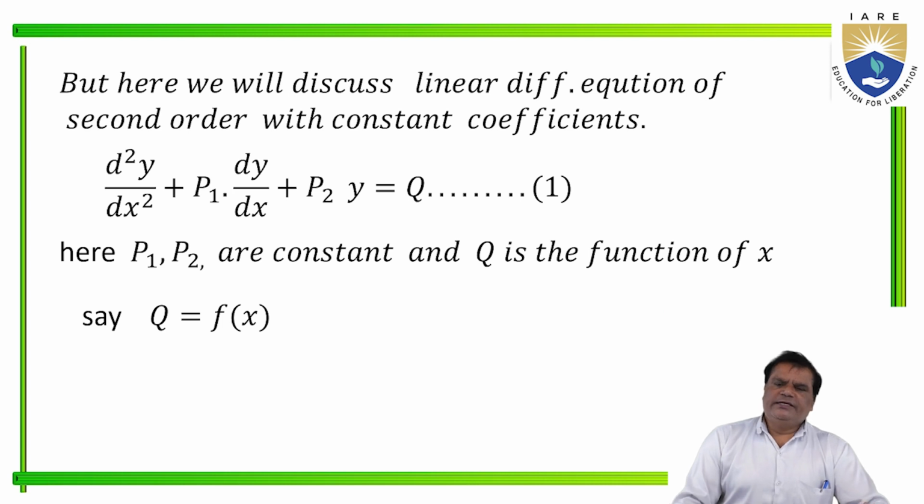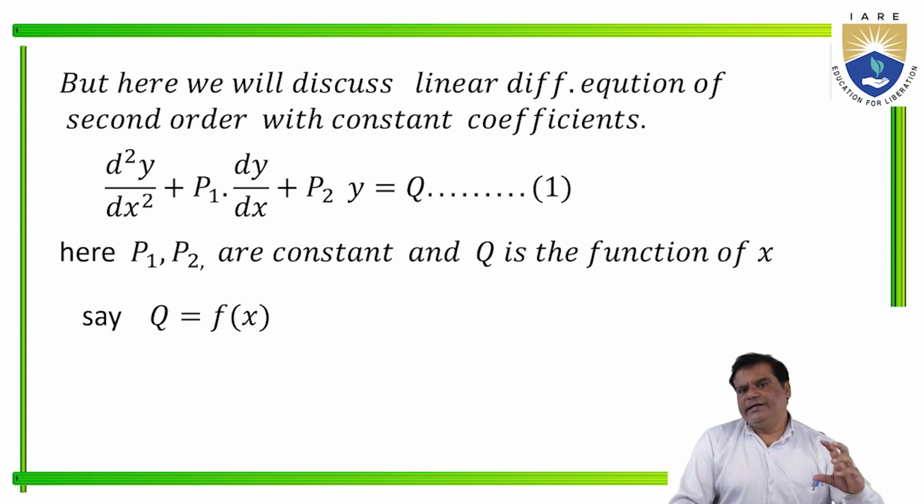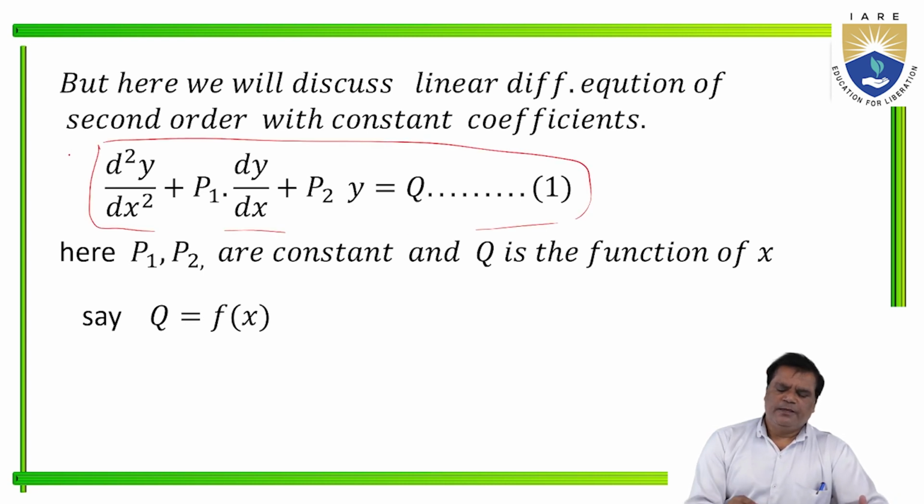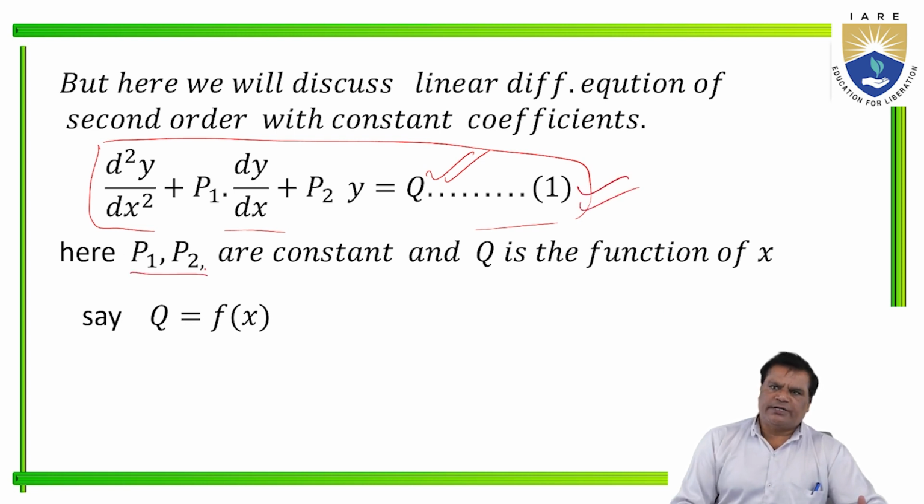But here we will discuss linear differential equation of second order with constant coefficient. We are taking here only second order differential equation with constant coefficient and degree 1. Second order first degree linear differential equation with constant coefficient. So we are discussing only second order differential equation. Here Q is the function given on the right hand side. In this equation, p1 and p2 are constants and Q is the function of x here.